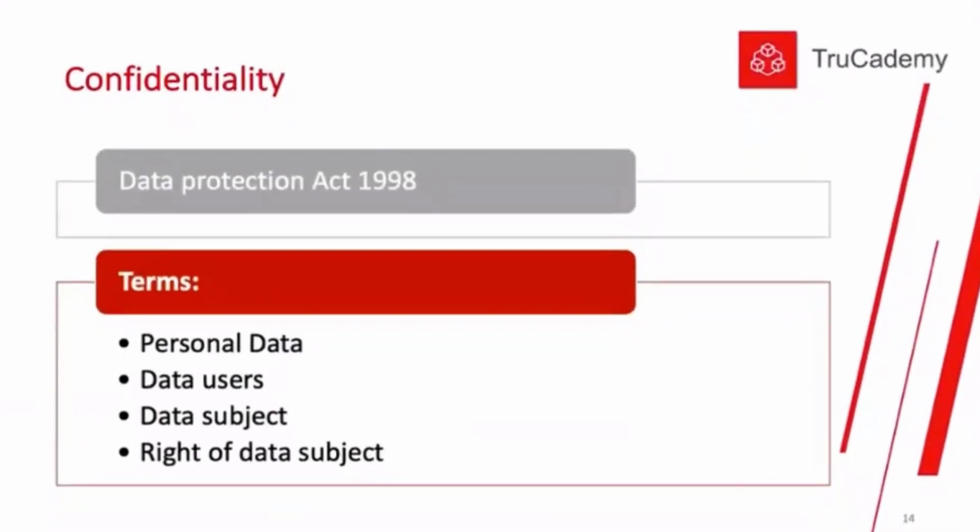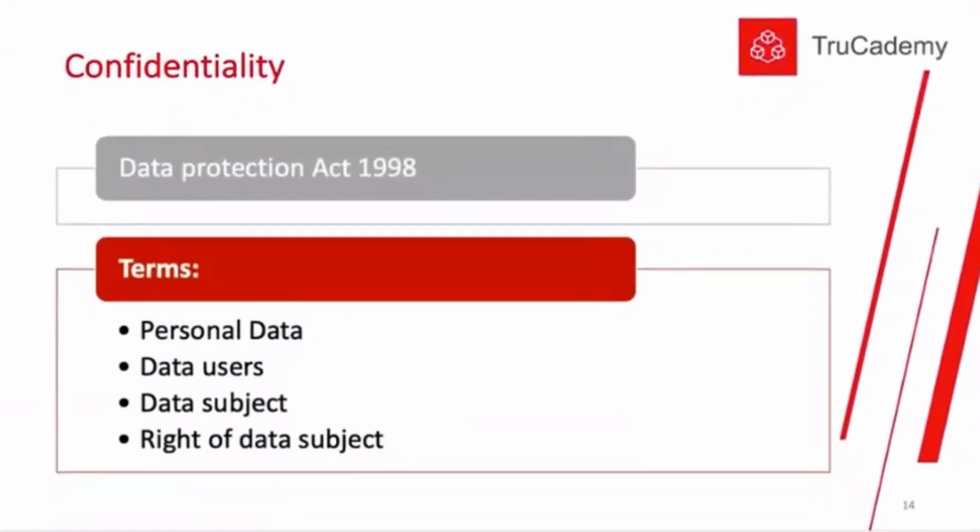Then confidentiality. About the confidentiality of the data, in the UK there is a complete law with the name of Data Protection Act 1998. And what are the terms and conditions of the Data Protection Act? First, they identify some key terms in the act. First of all, personal data.